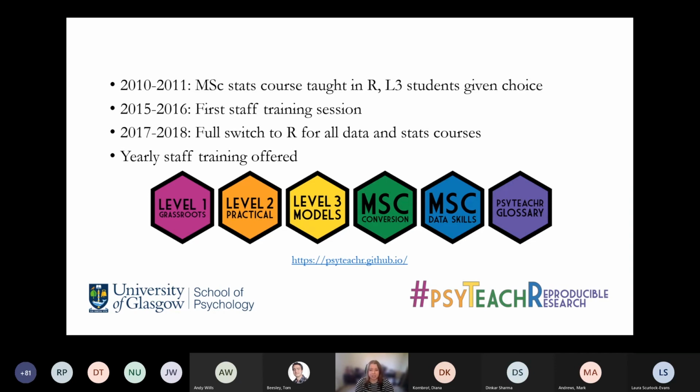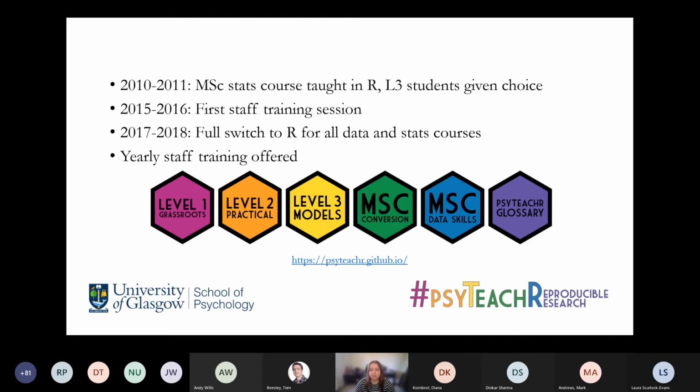I should also highlight at this point, given that we're talking about curriculum maps and so on, that of course the University of Glasgow is in Scotland, and the Scottish degree structure is different from England. So we have a 4-year degree where level 1 and 2 are pre-honours, and level 3 and 4 are the honours years.